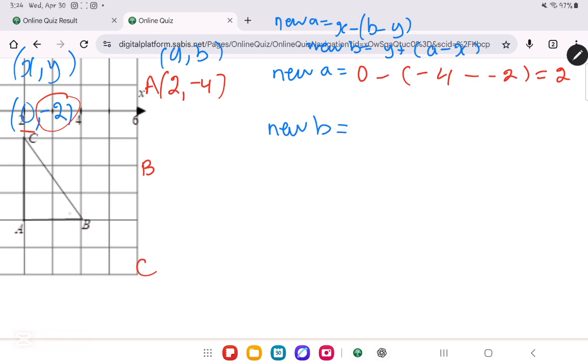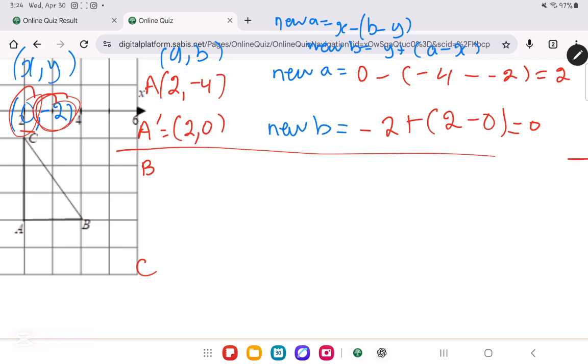Moving on to the second one, which is the new b. In order to find the new b, we are going to take the y. Our y is minus 2, so it's going to be minus 2 plus, open brackets, our a, which in this case is 2, minus x, which in this case is 0. You will solve it, and you will get an answer of 0. So now you have the new point, which is a prime. It is going to be 2, 0. Just like that, you finished the first one.